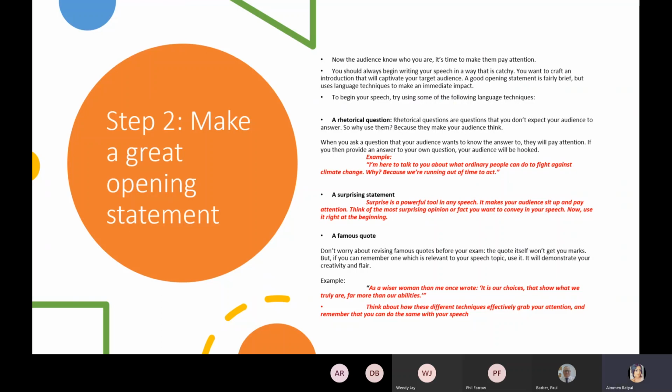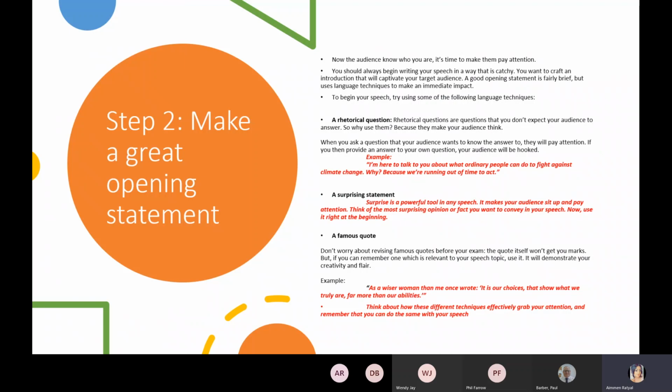A famous quote is a quite good one. So don't worry about going back and revising famous quotes before your exam. The quote itself won't get you the marks, but if you can remember which one is relevant to your speech topic, it will demonstrate your creativity and flair. And again, it's a technique that the examiner will look for. So an example of it could be: a wiser woman than me once wrote, "It's our choices that show we are who we truly are and what our abilities are."